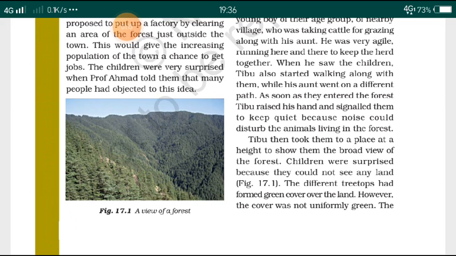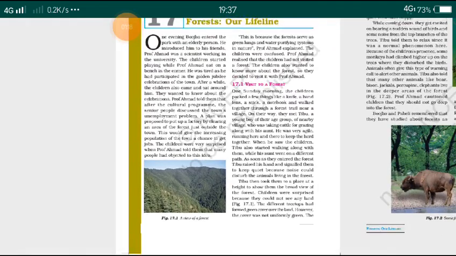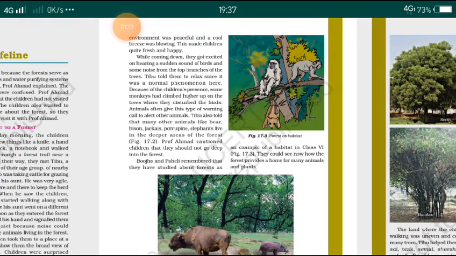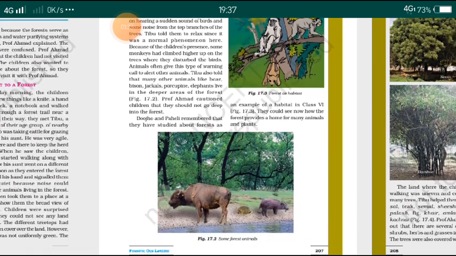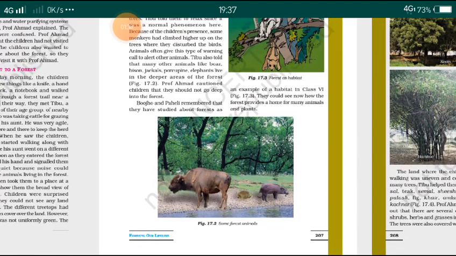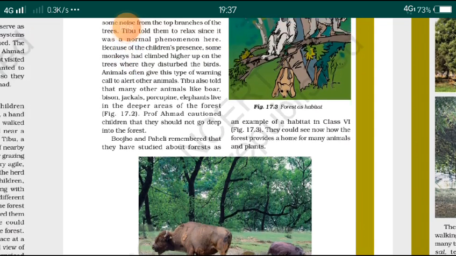Tibu is the village boy. He was guiding them into the forest. Then we see that many elephants live in the deeper area of the forest. Figure 17.2. This is the diagram of some forest animals.